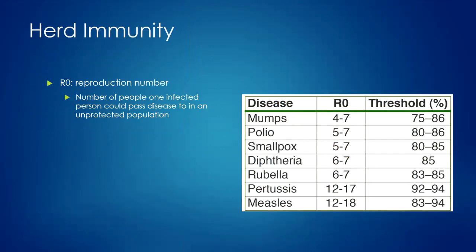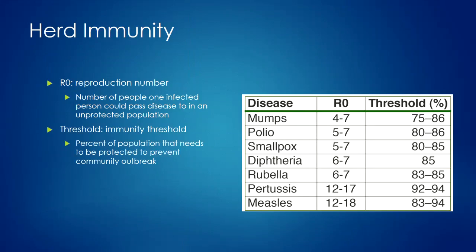So when we think about this from a public health perspective, we set thresholds for what percentage of the population needs to be immunized in order to prevent outbreaks. For most infectious diseases, it's around 80%. You can see on this table here, the threshold percentage on the right is that threshold for herd immunity.